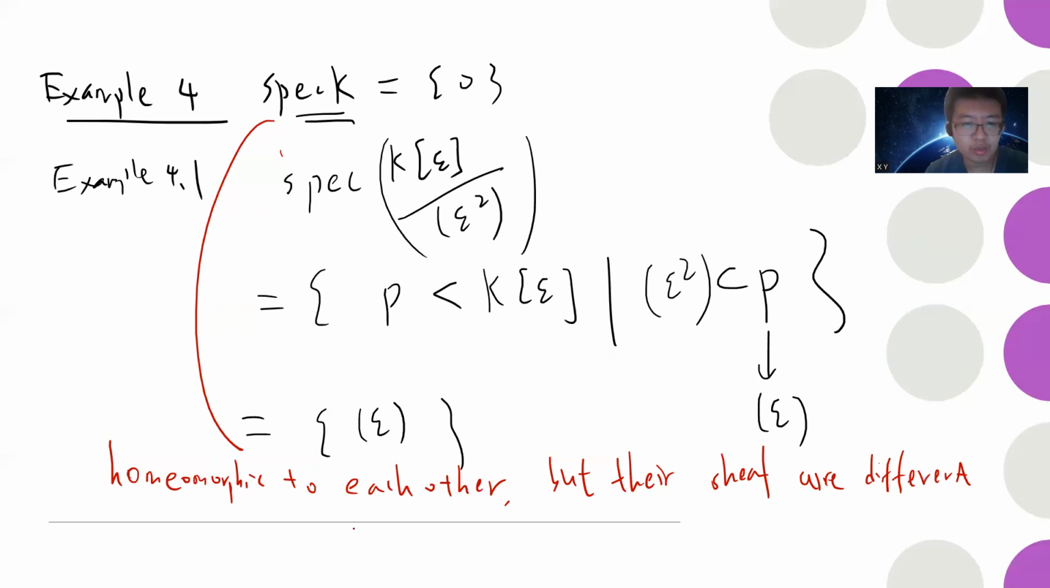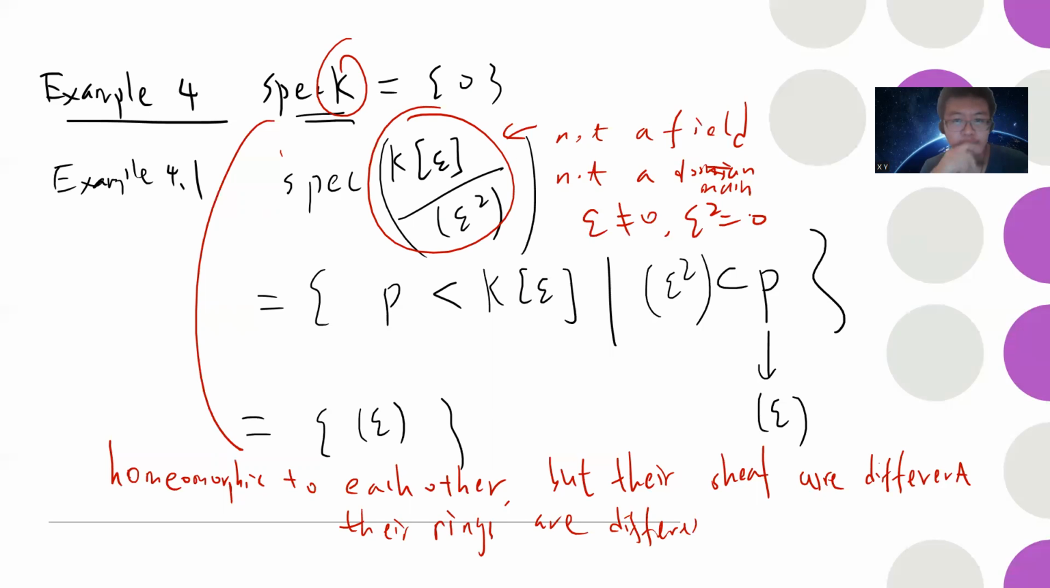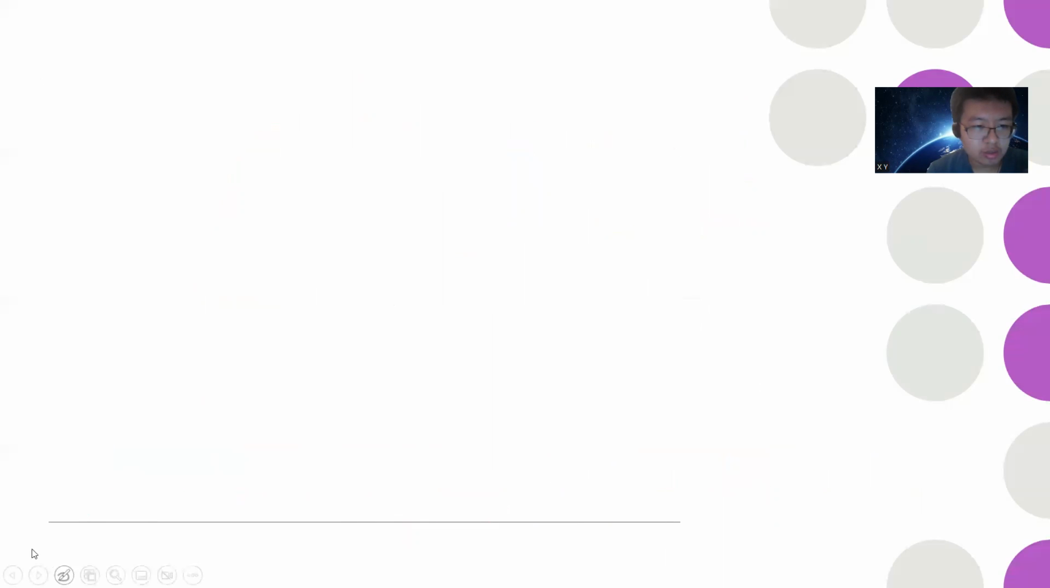Basically their rings are different, right? Because these are different rings. This one is not a field, so it's basically not a domain, because epsilon is non-zero and its square is defined to be 0. Okay, so now let's work on some other examples.